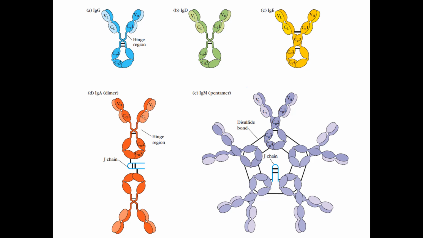they can form higher molecular weight structures. IgA can exist as a dimer in this form, where the two monomers are joined together by a joining chain. IgM can exist as a pentamer, where the five immunoglobulins are joined together by the disulfide bond as well as the joining chain over here.